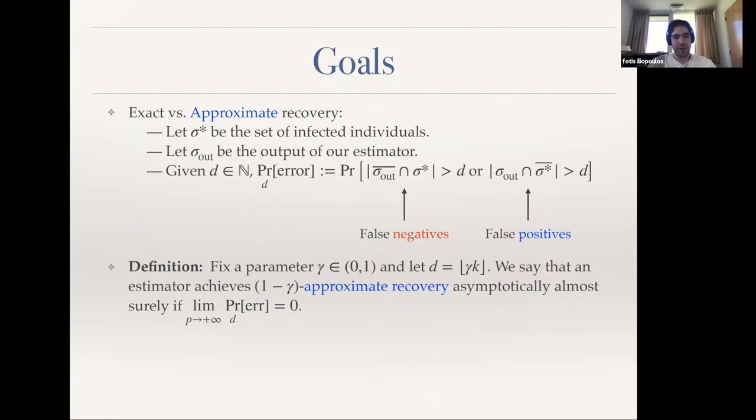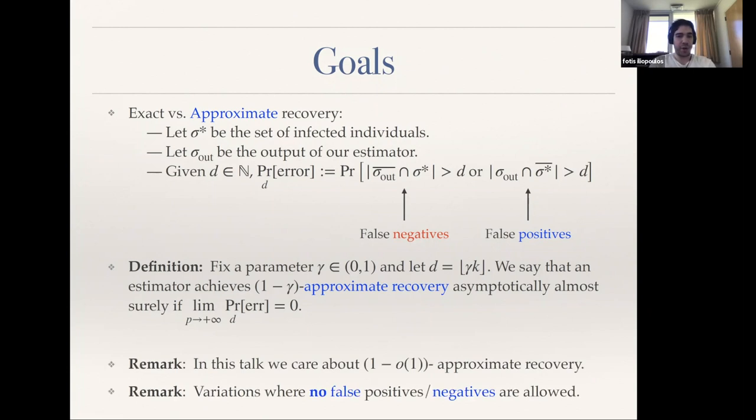Right, and this is the definition of approximate recovery. And in this talk, we will hear about 1 minus little o of 1 approximate recovery. In particular, we would like to establish the above definition for any arbitrarily small constant gamma. So this is what we will care about in this talk.